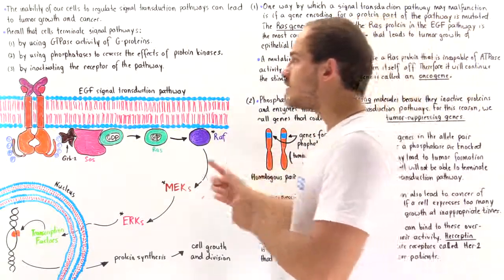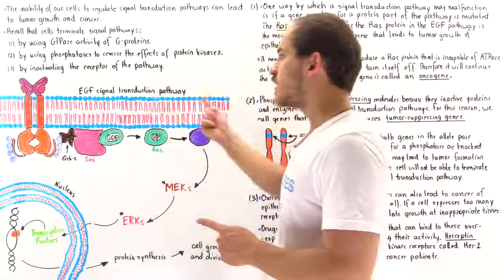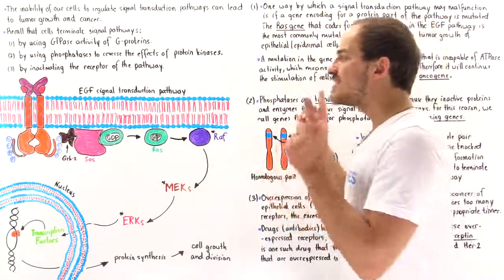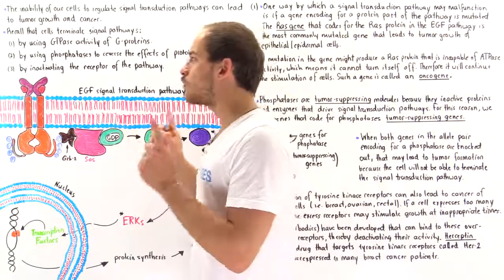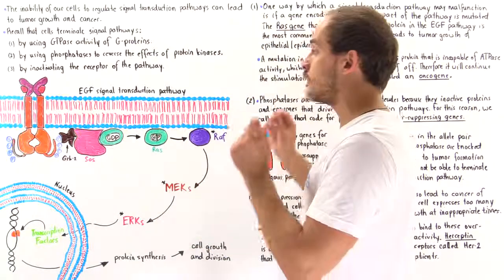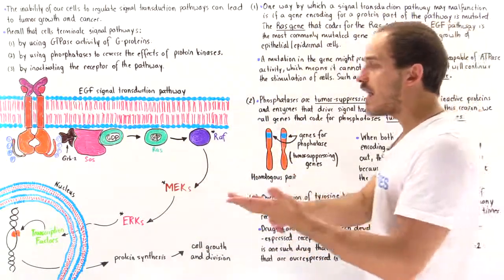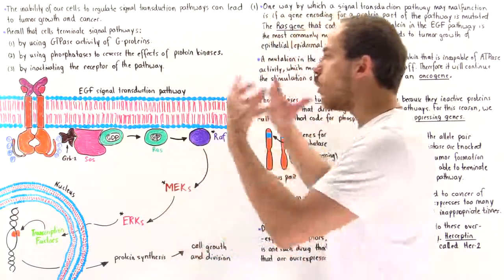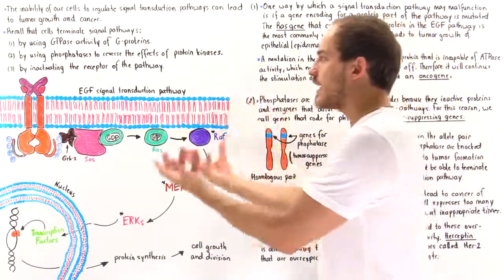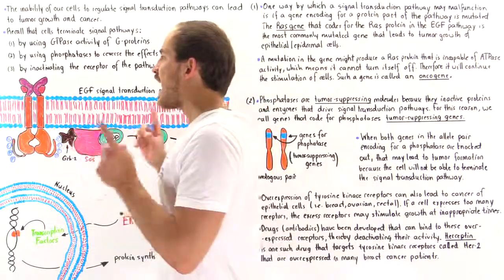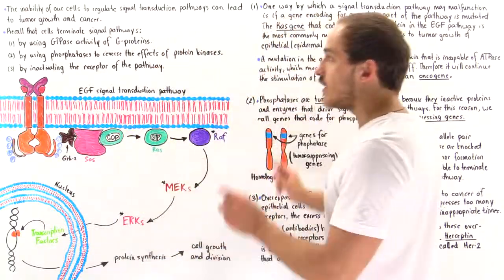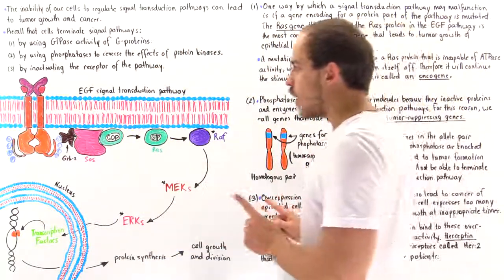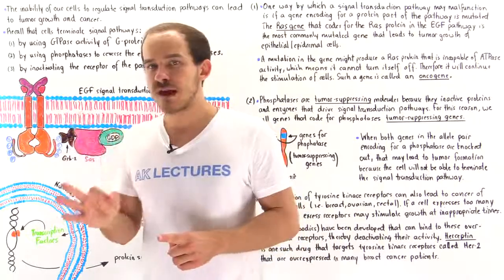And so in this process, the EGF signal transduction pathway stimulates cell differentiation, cell growth, and cell proliferation of two types of cells, epidermal cells and epithelial cells. Now, once this pathway carries out its specific purpose, how exactly does a normal cell terminate this process? Well, there are three major methods.